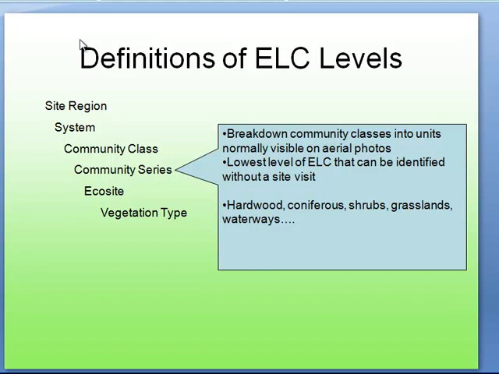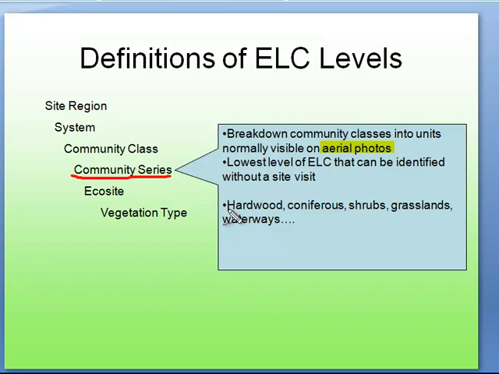The next one that you have is called a community series. And now what you're doing is you're breaking it down even further. Break down community class into units normally visible on aerial photos. Now this is the part I want to stress. That's how they define it. So if you're flying, if you can look down from 3,000 feet above and you go, oh, okay, I can distinguish that, then we can break it down by community series.